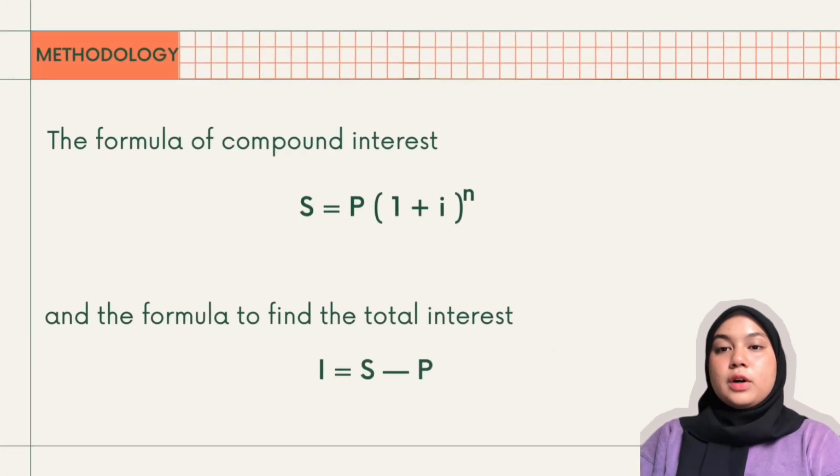The formula of compound interest is S equals P times the bracket of 1 plus I, to the power of N. This formula is built to find the future value of the investment at the end of the years. Meanwhile, the formula I equals S minus P is used to find the total interest earned by the end of the years.